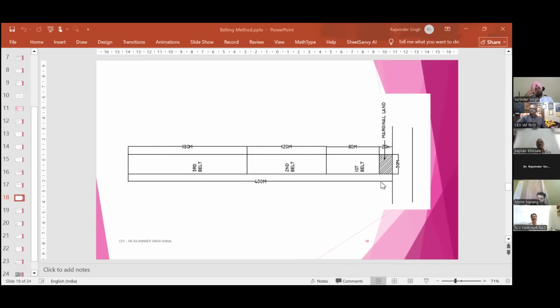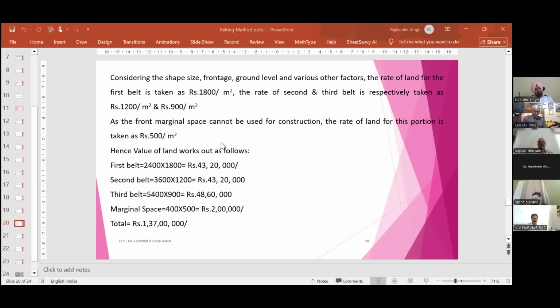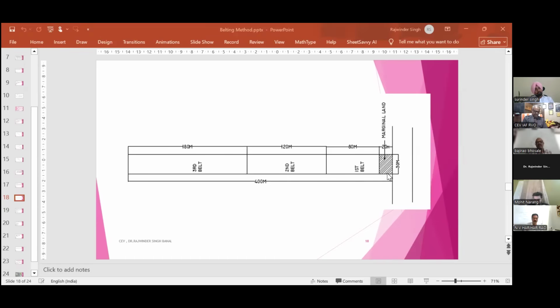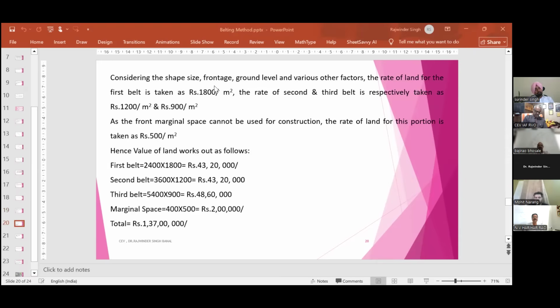So this is how we do it. So let us suppose the prevalent rate in the area is 1800 per square meter. So we apply different rates. To the first belt, we apply a rate of 1800 per square meter. In the second belt, we apply a rate of 1200 per square meter. And for the third belt, we apply a rate of 900 per square meter.